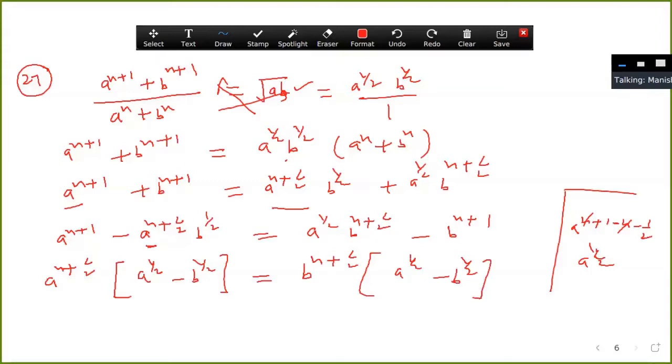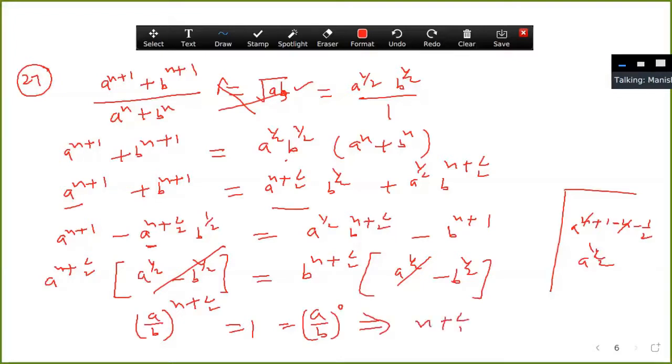You are getting the value of this, both are cancelled, and you are getting (a upon b) to the power n plus half is equal to 1. This 1 can be written as (a upon b) whole power 0. It is a requirement of the question. So the bases are same, then powers should be equated. So the value of n will be equal to minus half. This is the solution and it is the answer of the question. The value of n is minus half.